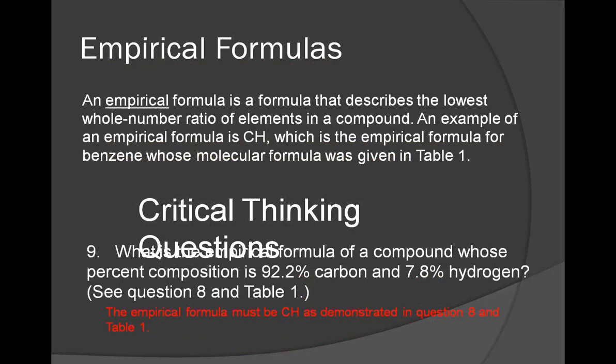Empirical formulas. An empirical formula is a formula that describes the lowest whole number ratio of elements in a compound. An example of an empirical formula is CH, which is the empirical formula for benzene, whose molecular formula is given in table 1. Critical thinking questions. What is the empirical formula of a compound whose percent composition is 92.2% carbon and 7.8% hydrogen? See question 8 in table 1. The empirical formula is CH, as determined in question 8 and table 1.